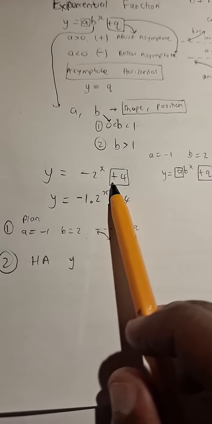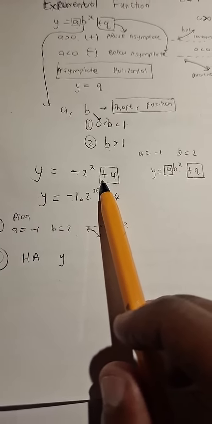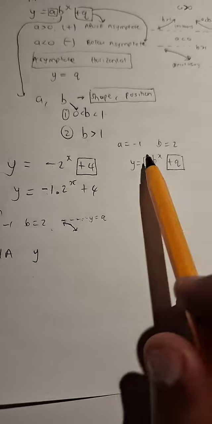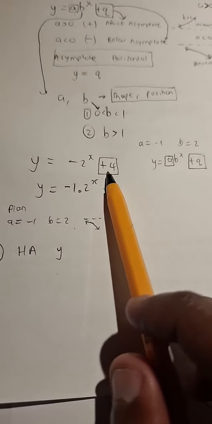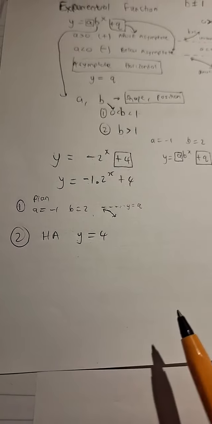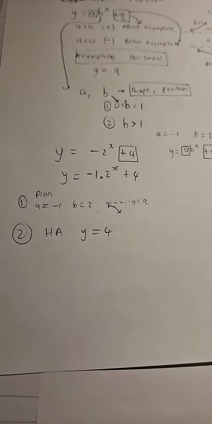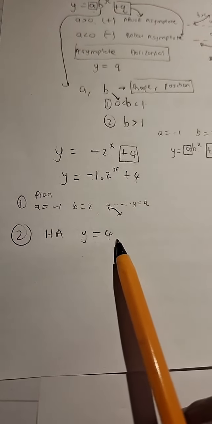Do you see that? So the horizontal asymptote is going to be, instead of saying y is equal to q, because we were obviously speaking about it generally, but now we have a specific function. So what is the equation of the horizontal asymptote? It is y is equal to 4. Very true. I'm glad that you are also on board there. So we have y is equal to 4.